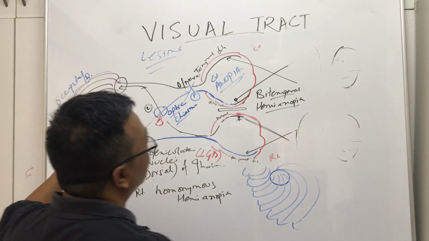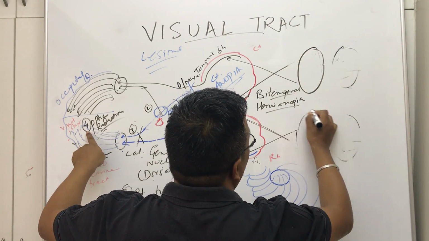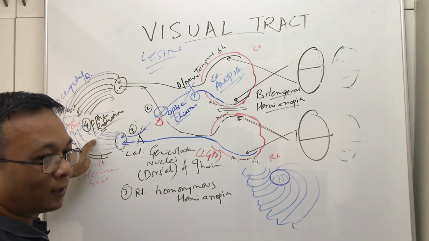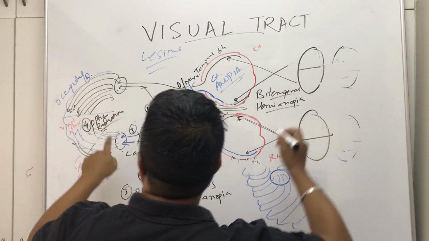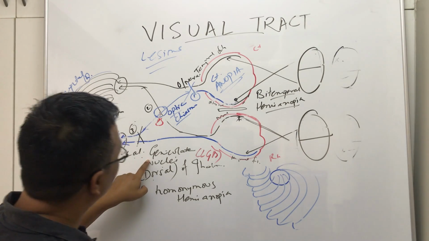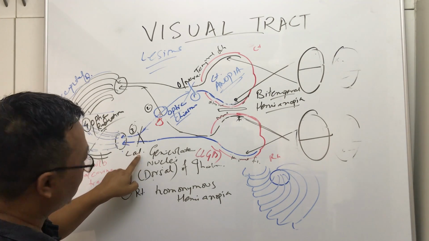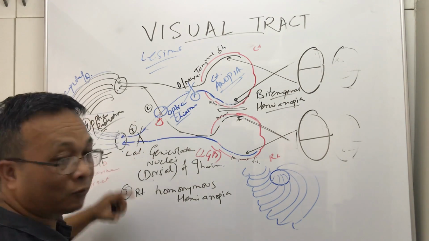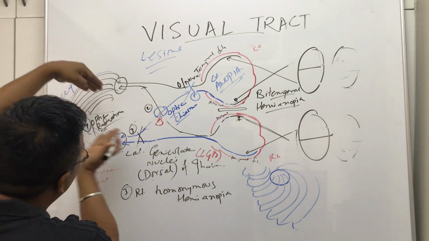So if there is a lesion in the fourth one, the optic radiation on the right side, the optic radiation is receiving the same fibers like the optic tract. So the lesion will be almost the same, but not fully, because the radiations are spread out.